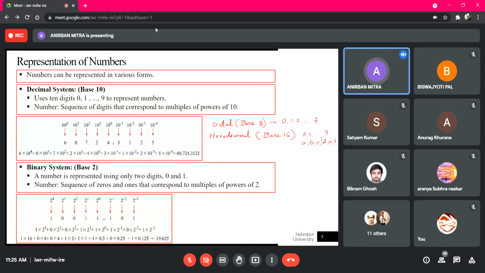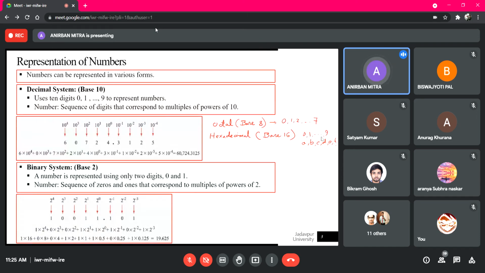The first one corresponds to say 0.5. The third one corresponds to 0.125. Whereas the second one has got 0 in its place, so that becomes 0 altogether. If we add all of these together, we get the decimal number as 19.625.